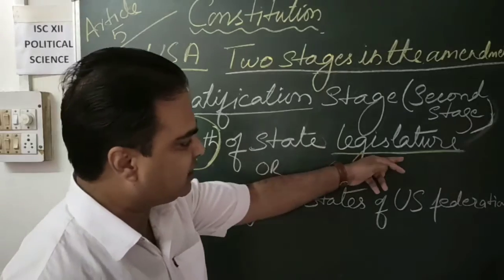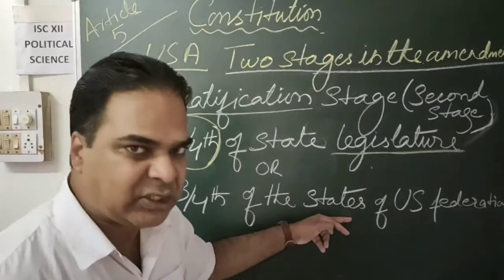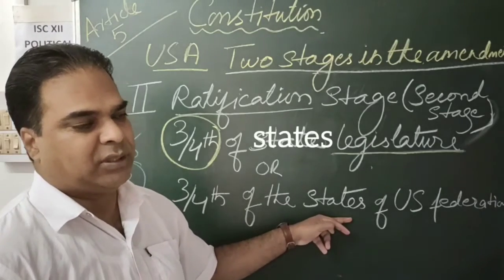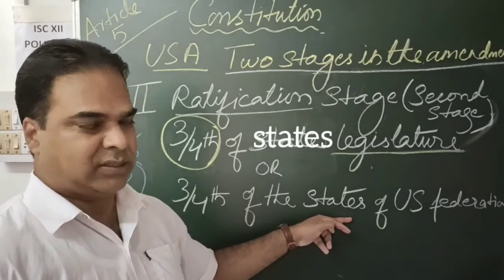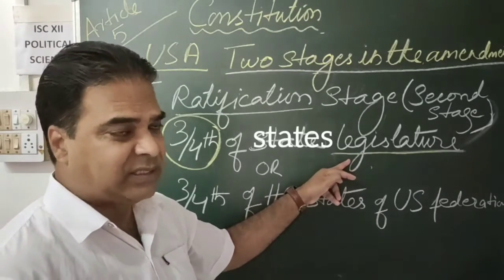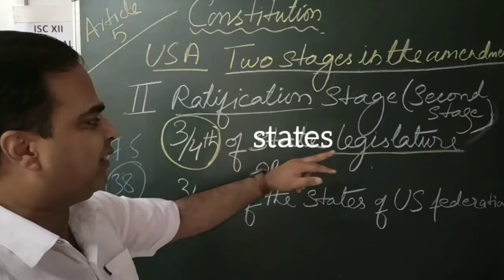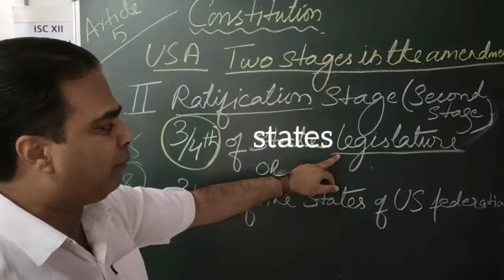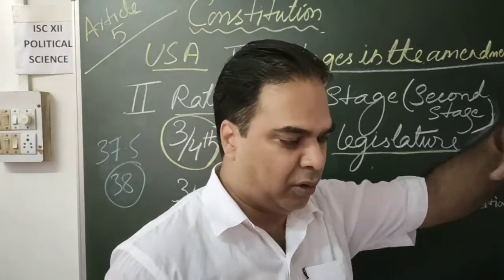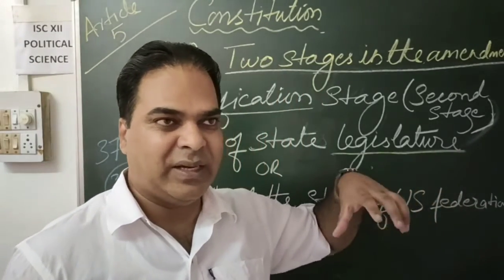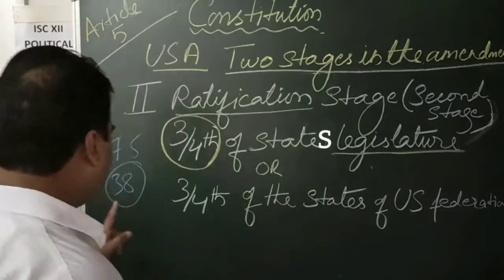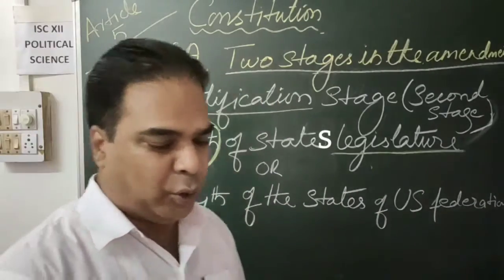So here the state legislature has decided, here only the states have decided. Heads of the state, who is the head? Suppose the governor of the states, they have decided. So here the members of each and every state have decided. 38 states have taken the decision of approving the amendment, but here only the states of the US Federation. Out of 50, how many states have to approve it? That is 38. So I hope you understood this part.